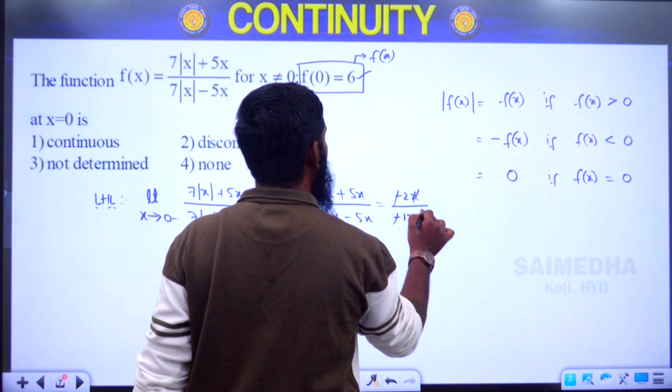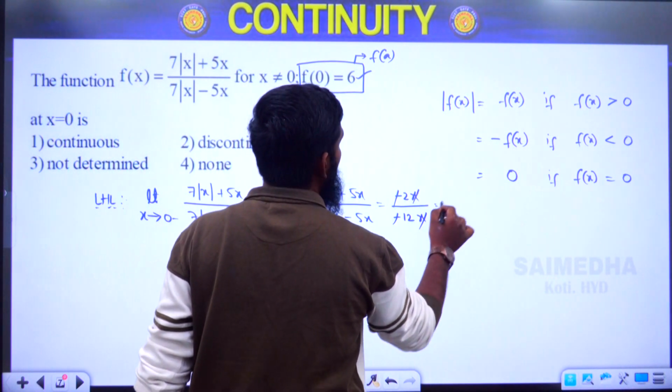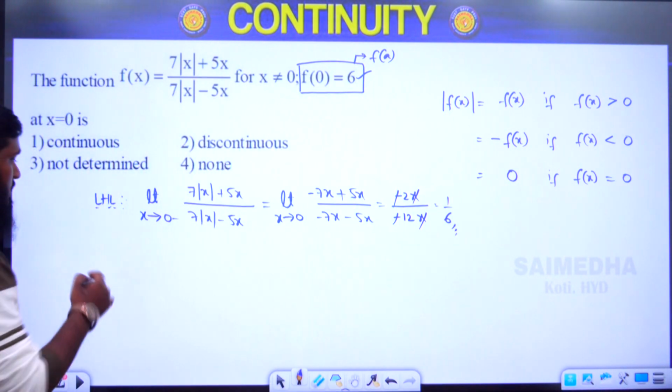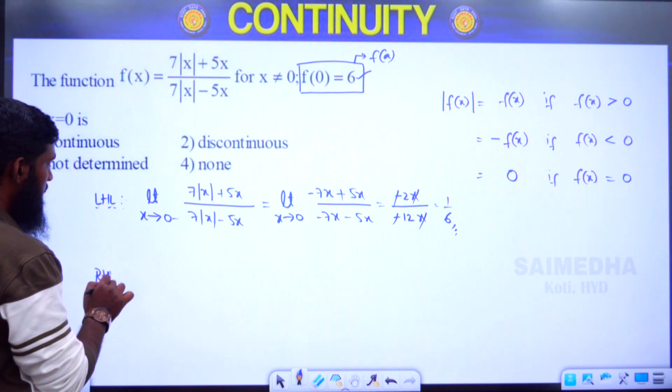Minus minus gets cancelled, x x gets cancelled, 2 ones are 2, 2 sixes are 12, means 1 by 6. We are getting the answer as 1 by 6. Now let us go for the RHL value.